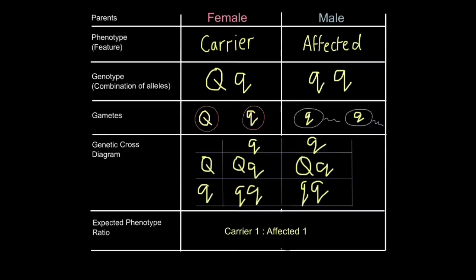In other words, there's a 2-to-2 ratio of carrier to affected probability, or you can simplify that to 1-to-1 ratio. If ratios confuse you, just use percentages. 50% chance of being a carrier, 50% chance of being affected by cystic fibrosis.